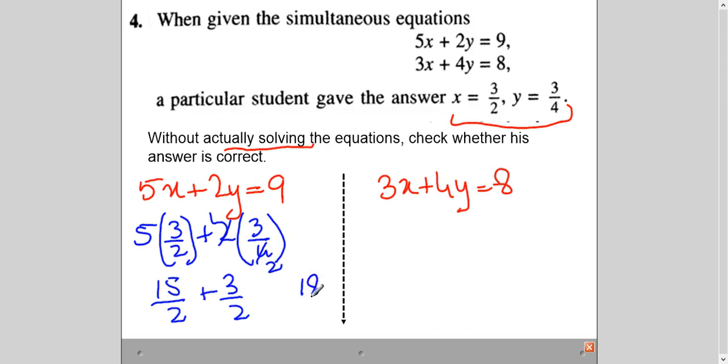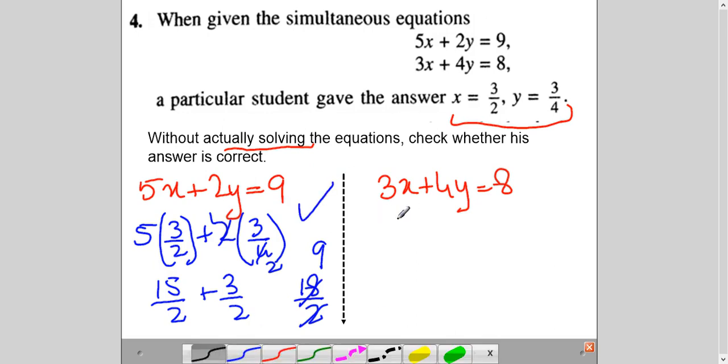So it is 18 upon 2. And if I cancel it, I get 9. So it is satisfying it. Let's see, does it satisfy here also or not? Okay, because it should satisfy both sides.